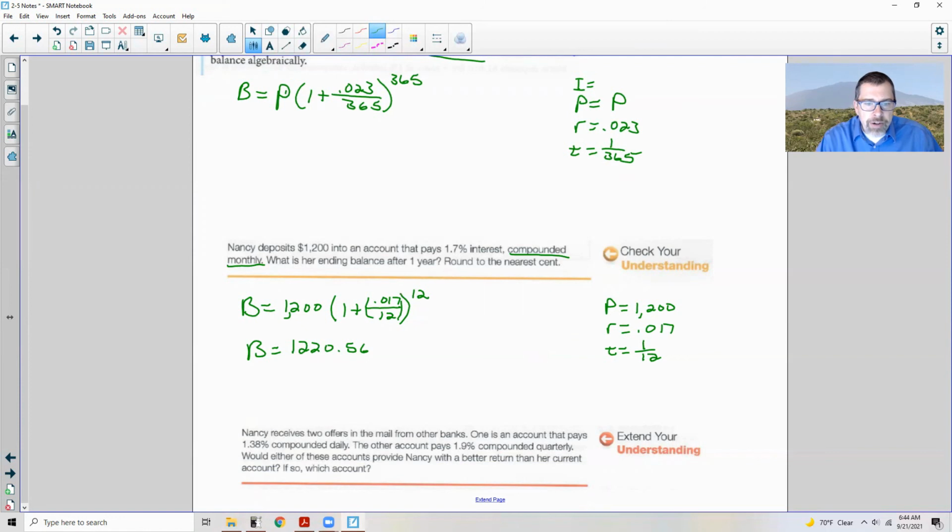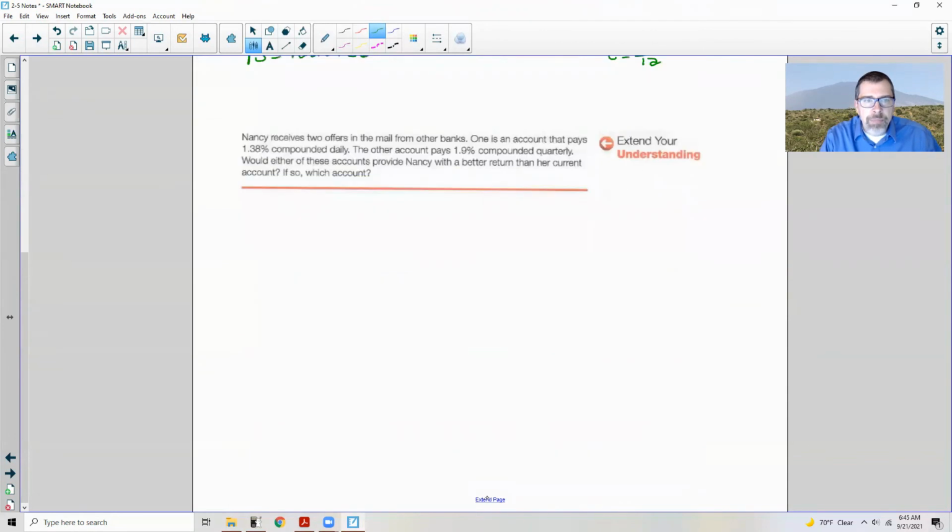Okay, so once we calculate that formula, which was quite tedious, once we find the formula, substituting in now is really simple. Okay, so now let's do the extended understanding. So pause the video, see if you can do this, and then come back.